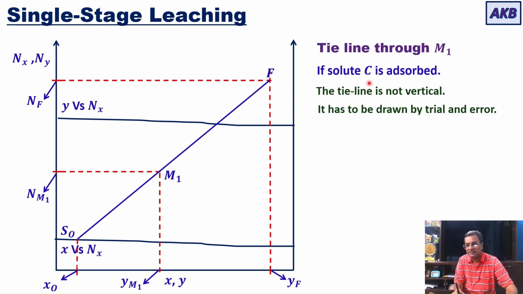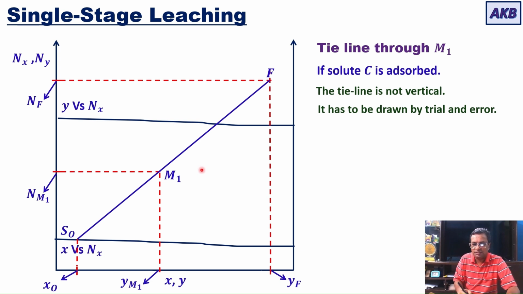If solute C is adsorbed, or if you have different values for X and Y, they are not equal, then the tie line is not vertical. You have to draw it by trial and error. So it will be passing through point M1, and you have to take reference of the given tie lines.